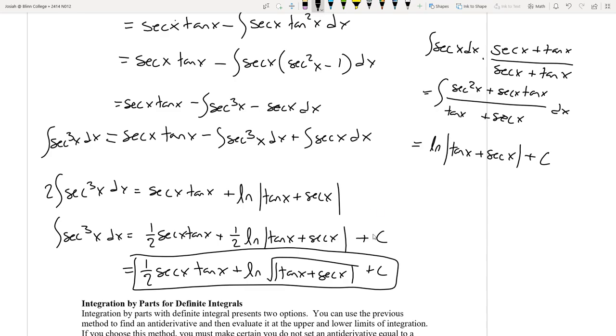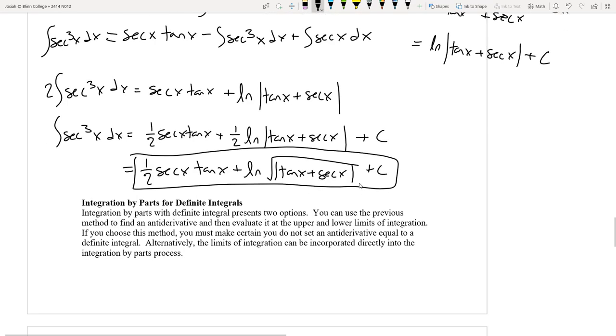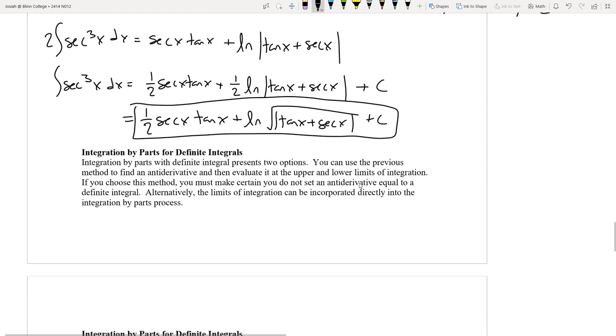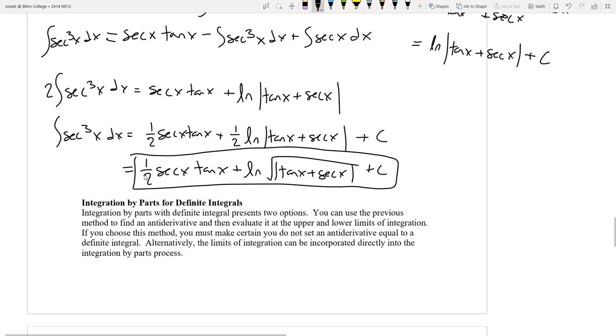So the last concept we'll touch on with this particular section is how do we take our integration by parts and work it for definite integrals. There are two options. First, you can just find the antiderivative and then evaluate. If you do that, you're going to have to be careful. You don't want to set your antiderivative equal to a definite integral. You're going to have to make a separate indefinite integral.